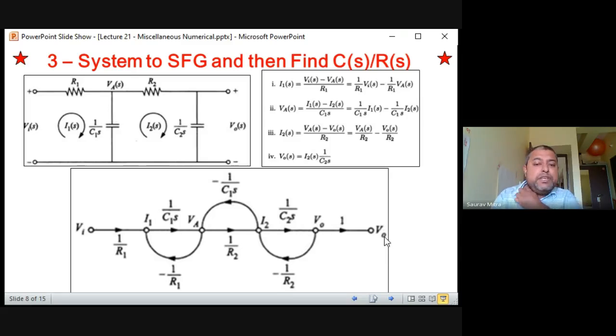And the fourth thing is, what is VO? This is VO. How many inputs are there? I2 into 1 by C2s. So only take the input things. VO is equal to I2 into 1 by C2s. The same thing you are finding.